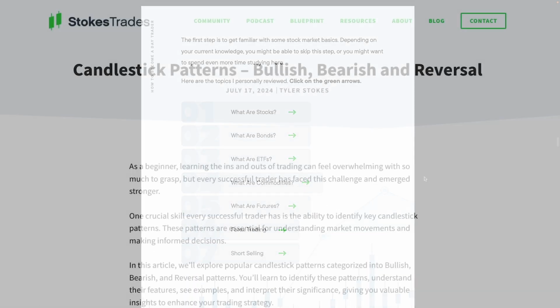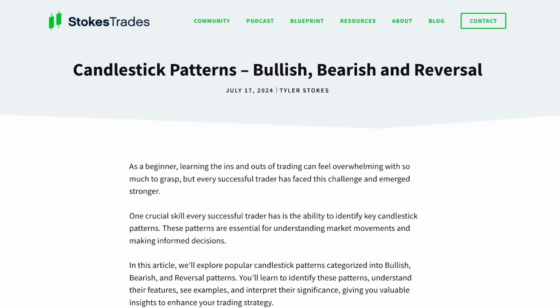So here, what we want to do is cover the most popular candlestick patterns. So we're not going to cover all of them, but these are going to be some of the more common ones that you're going to encounter and need to learn.